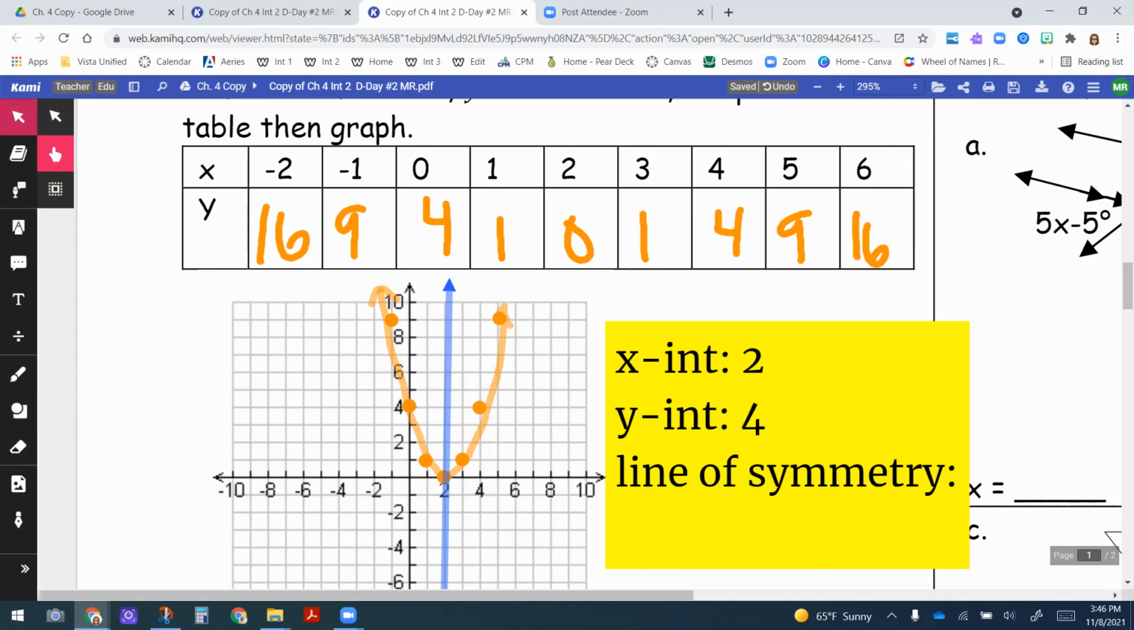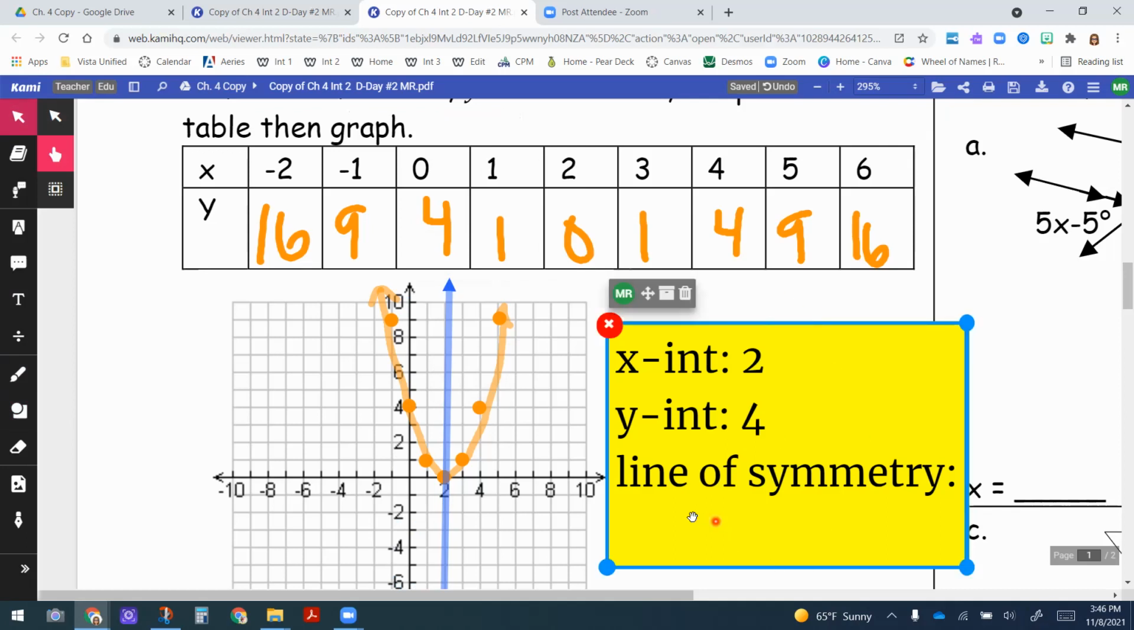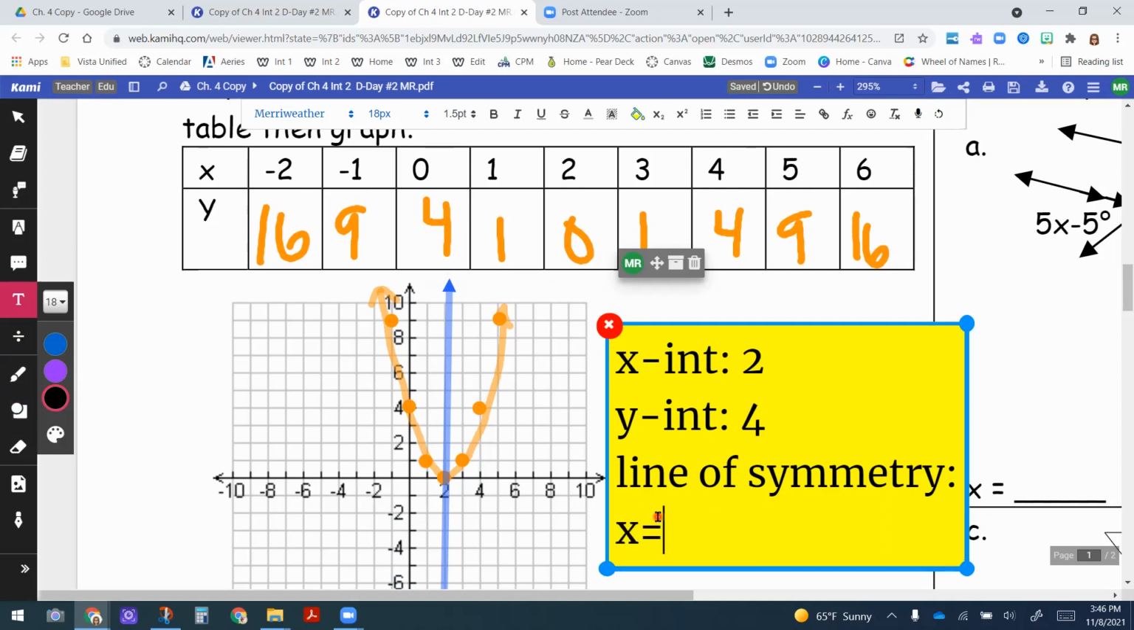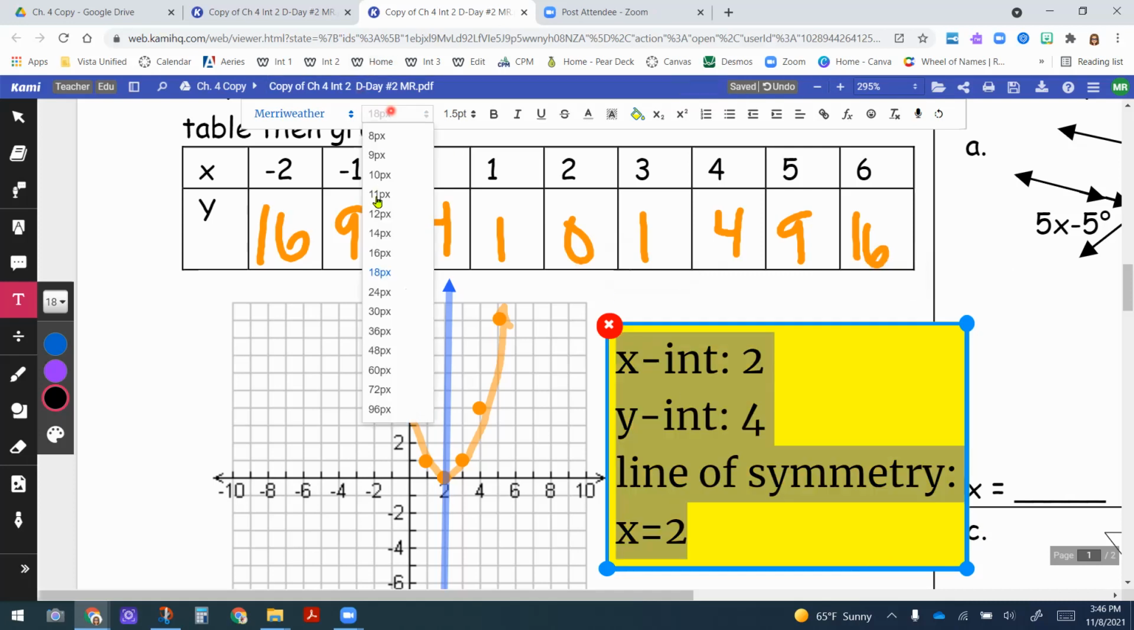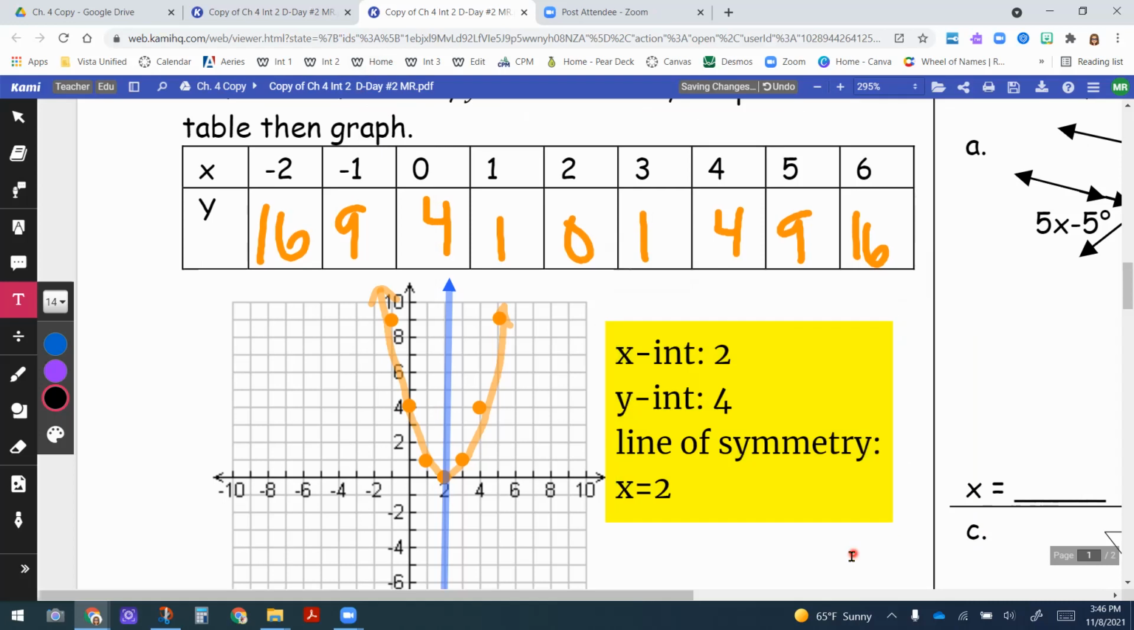That would be our line of symmetry. So again, that is going to be at x equal 2. Okay, did not ask it on this question, but they do in general. Just gonna make this a little smaller.